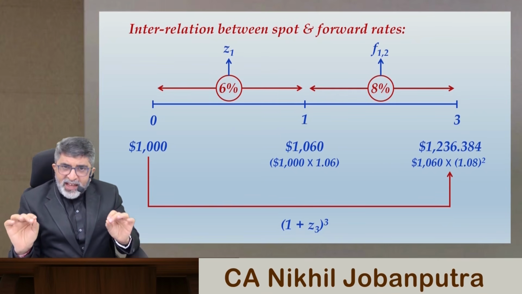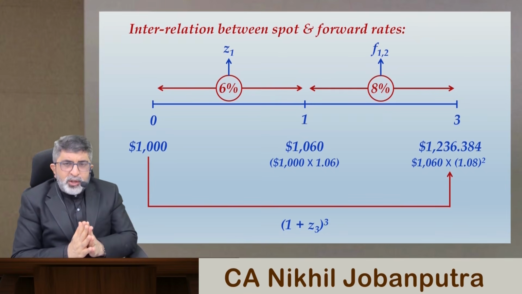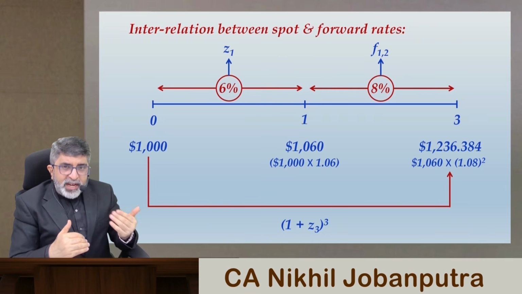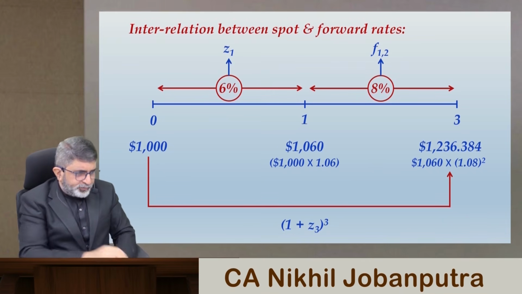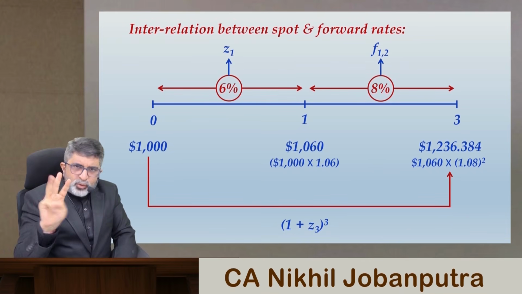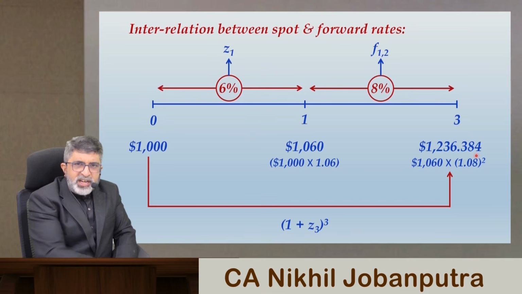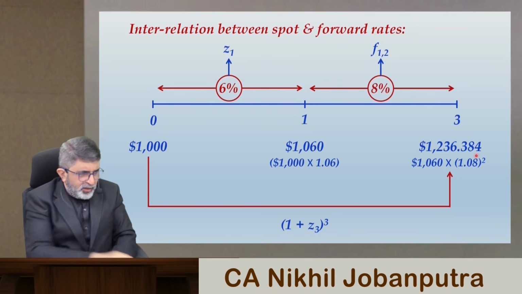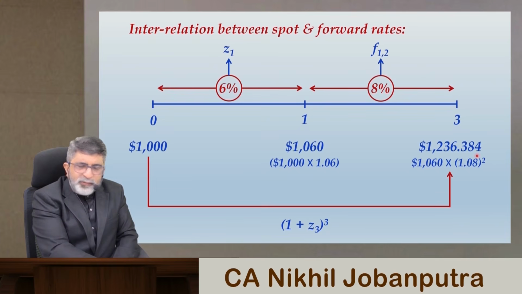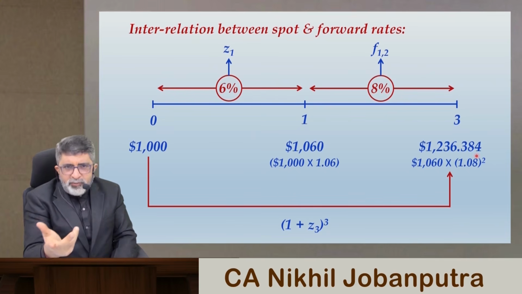7.3292% is the correct answer for Z3. Now in case you couldn't get it, let me guide you once again. There are three things we need to connect: that is 1000, this factor 1 plus Z3 raised to 3, and 1236.384. Very simple. This is the present value, this is the future value. It's all about time value of money.